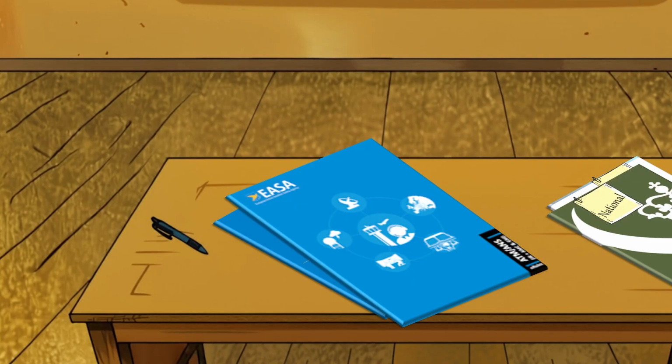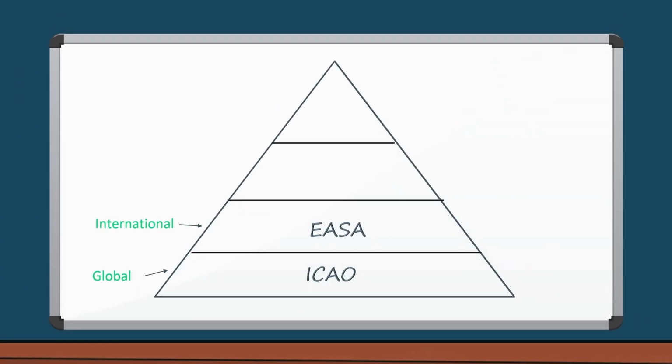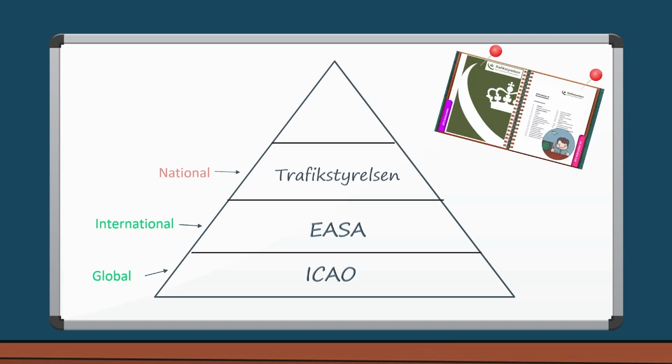However, we have ICAO as the global level and EASA at the international level. However, there's also a level above. This is when we move to the national level. These are the rules made by the Danish Civil Aviation Authorities, known as Trafikstyrelsen. That's in Danish, and is published as a different set of documents labeled ATS instructions.